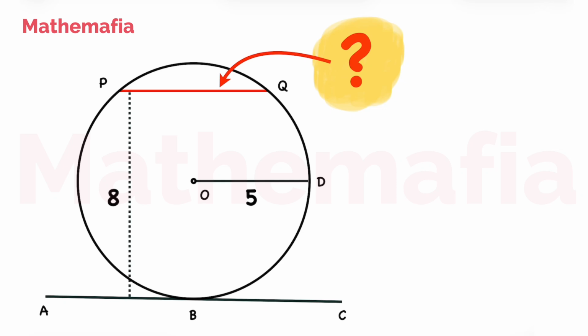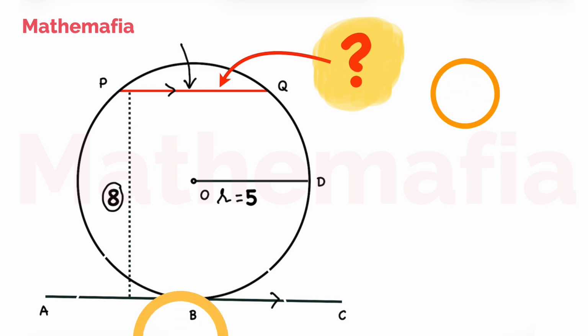In this circle, the chord PQ is parallel to its tangent ABC. The distance between these two is 8 and the radius of the circle is 5. We are supposed to find the length of this chord.